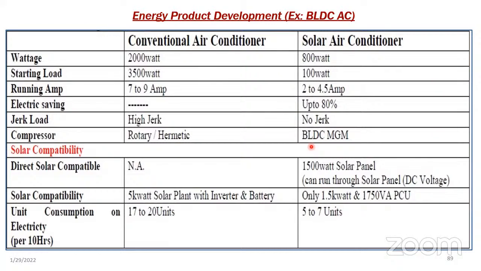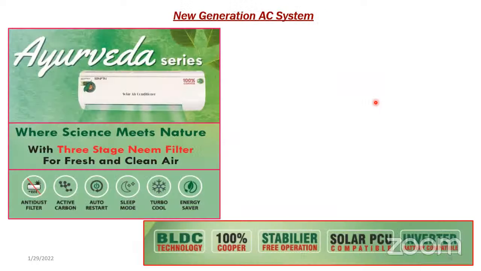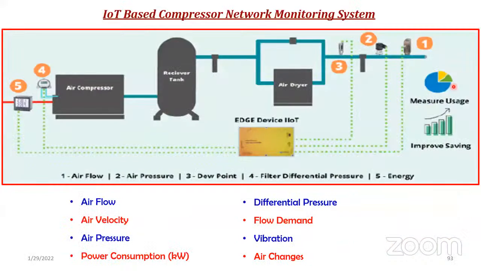This is the BLDC fan. You can also connect this to a solar module. It works perfectly. I saw it in Chennai, working very well. No sound, same air cooling, same air delivery. They have also come out with different types of filters, like Ayurvedic filters and neem filters, in order to prevent the spread of viruses. BLDC refrigerator, 25 watt DC refrigeration is available.